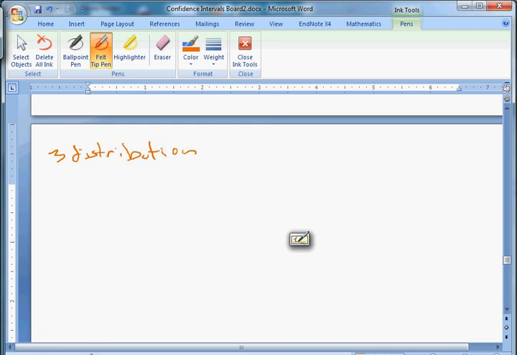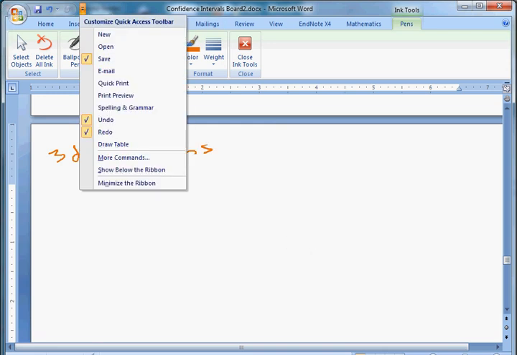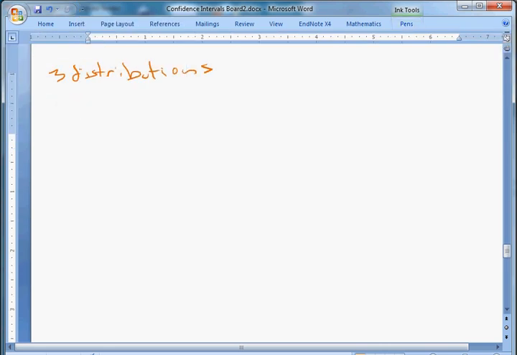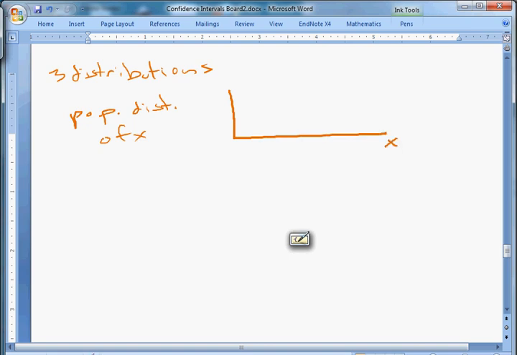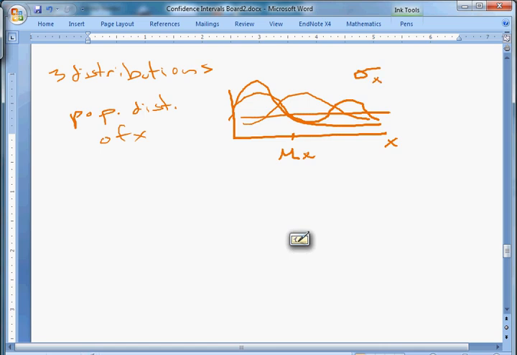One is the population distribution of x. This is how height, weight, IQ, whatever, are distributed in the population. So we have x, and it can look like a lot of crazy things. It could look like that, it could look like this, it could look like this if it's like income, it can be uniform if it's a random number generator. It can look like all of those things, but it's going to have a mean, mu x, and a standard deviation, sigma x. These are the standard deviation and mean of the population value of x.